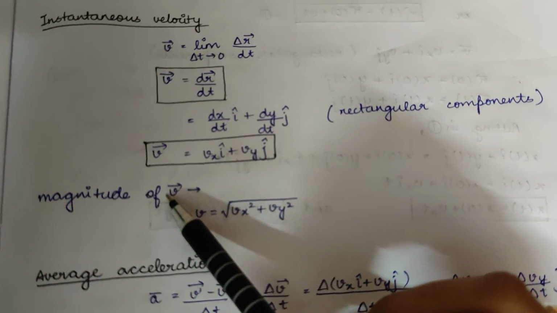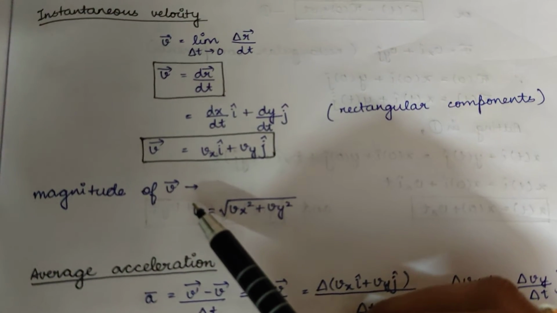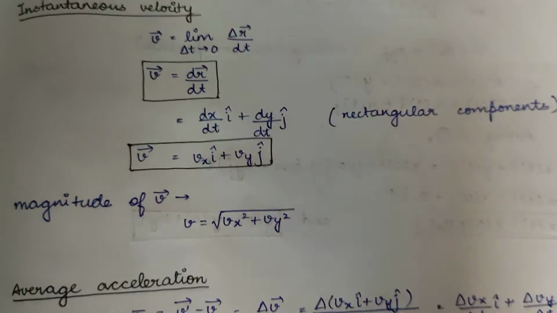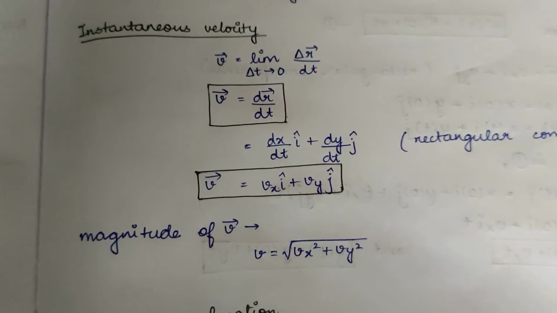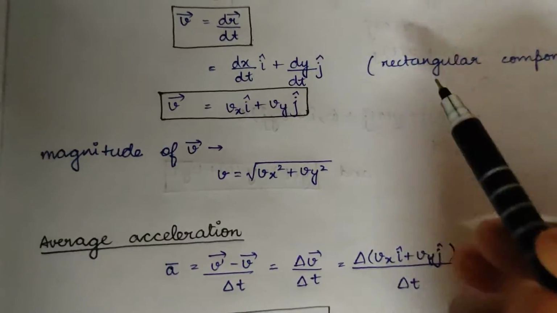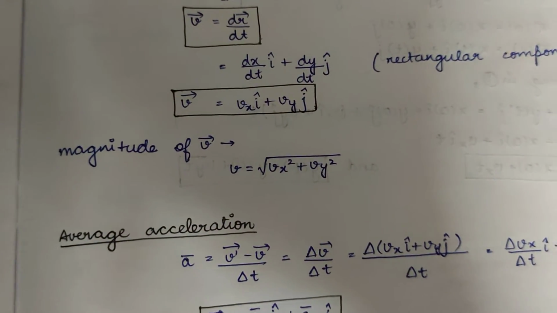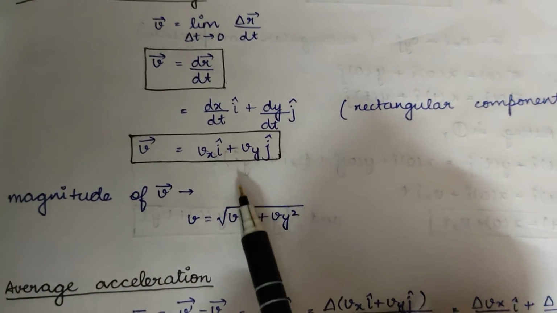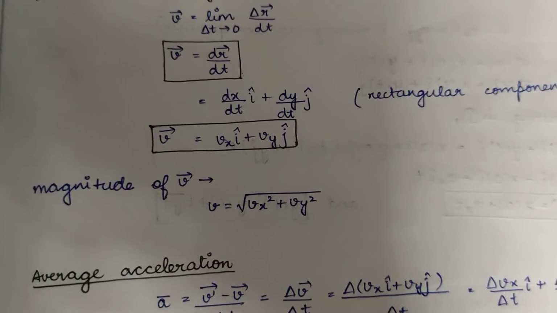If we have to find the magnitude of this velocity vector, it will be equal to the square root of vx square plus vy square. You remember we found the magnitude of the resultant by the parallelogram law of vector addition. In that we had a special case when two vectors are at 90 degrees. For that we found that the magnitude can be found by r equals the square root of a square plus b square. Similarly, we can find it here also.